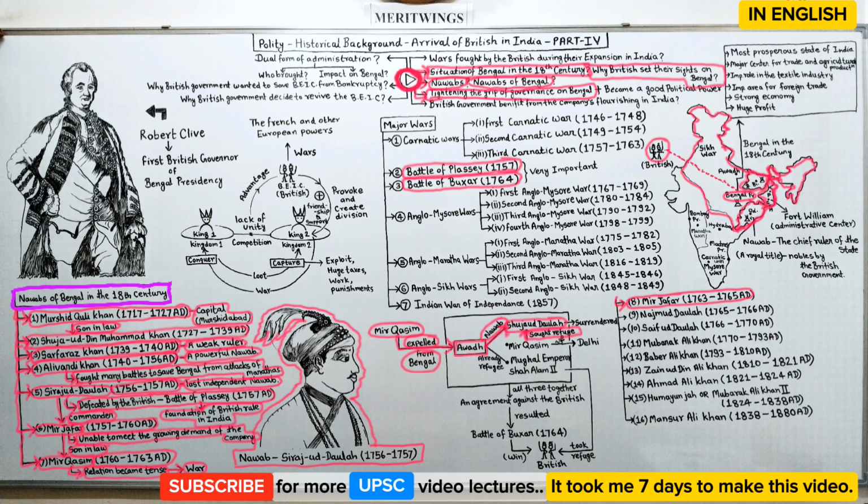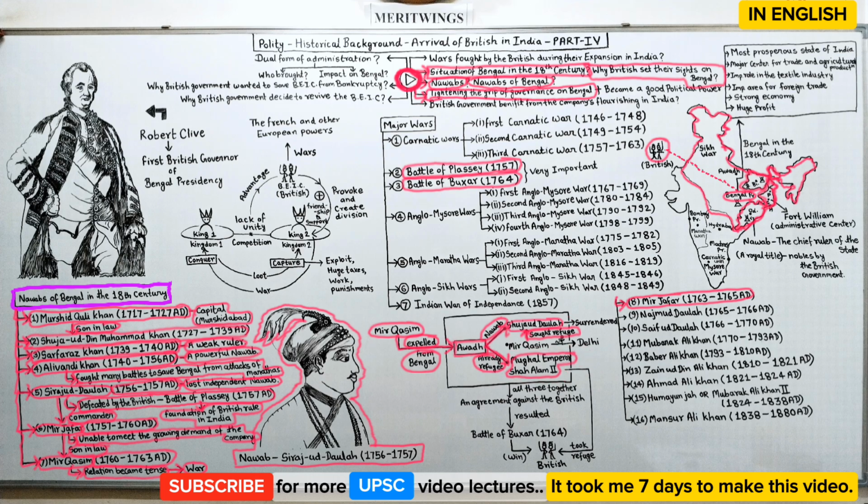But later on, relations between Mir Qasim and British became tense, and the British declared war against Mir Qasim. After which, Mir Jafar was again made the Nawab of Bengal by the British, who again remained the Nawab of Bengal from 1763 to 1765 AD. Mir Qasim was expelled from Bengal and went to Nawab Sujauddin of Awadh and sought refuge from him. At this time, Mughal Emperor Shah Alam II was already living as a refugee in Awadh.